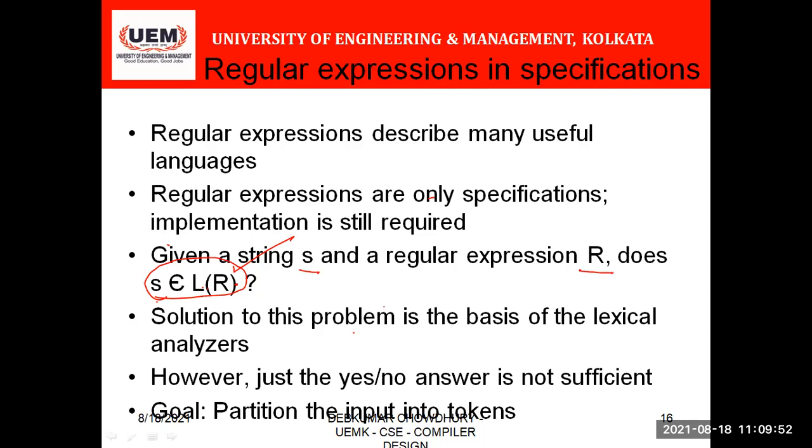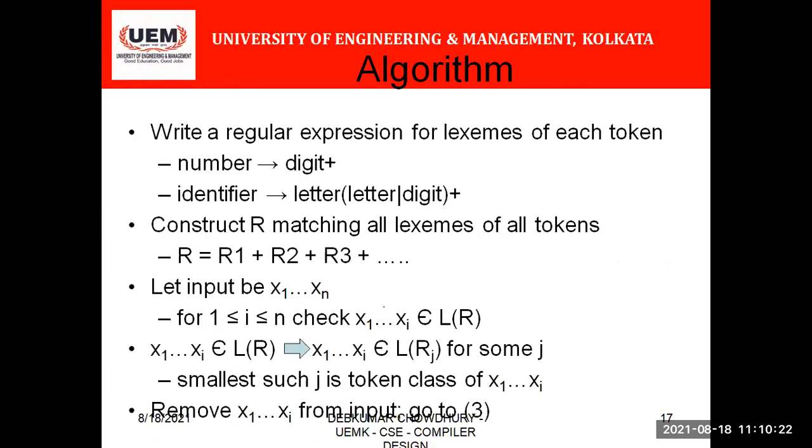However, just a yes or no answer is not sufficient, that is, whether S belongs to L of R or not. This is not sufficient. So what do we need to do? What is our goal? First of all, partition the input into tokens. That is our goal. So we can generate an algorithm. We can write it down in this way.